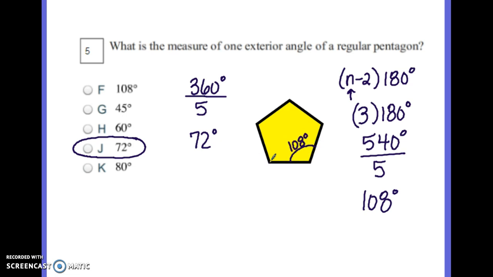The exterior angle is formed by extending the side of the polygon, and the exterior angle along with the interior angle form a linear pair. They're supplementary. They sum to 180 degrees. So that exterior angle must be 72 degrees, which agrees with the first method.